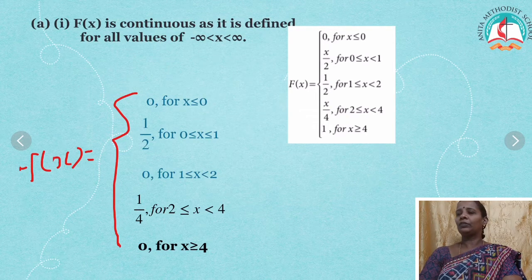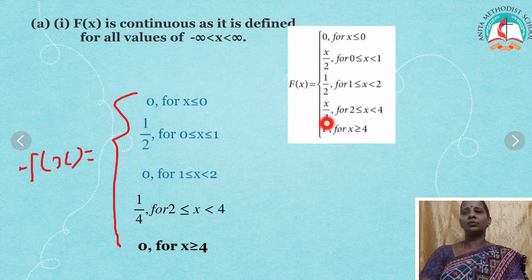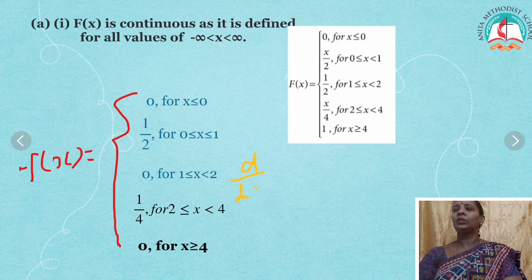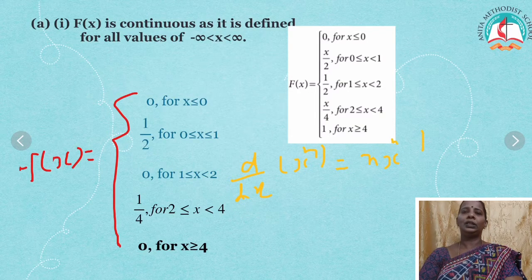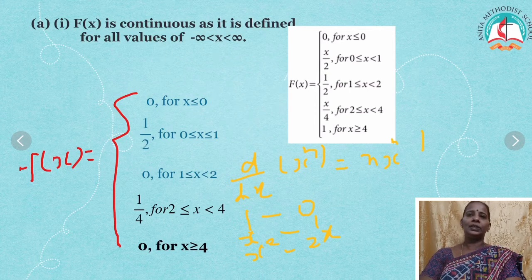What is the derivative of the first term? It will be 0. X by 2 derivative will be 1 by 2. Differentiation of a constant is 0. X by 4 differentiation is 1 by 4. 1 differentiation will be 0. As you know before, d by dx of x power n is n x to the power of n minus 1. The power will go in decreasing order. 1 means 0 since it is a constant, x means 1, x square means 2x. Like this it will go for differentiation. When you are differentiating, the power will go in decreasing order.